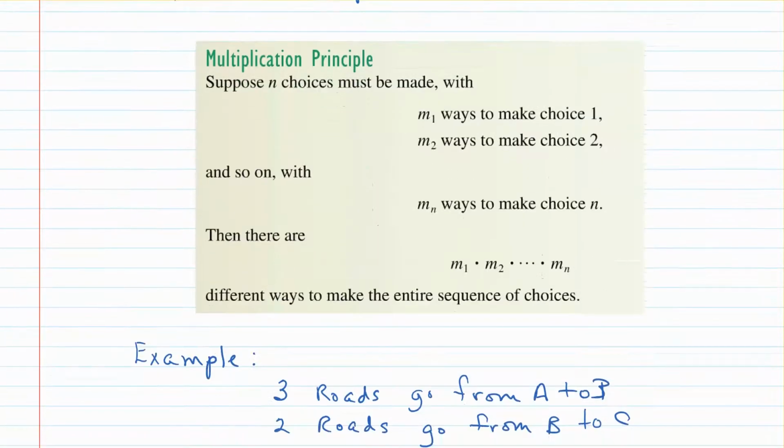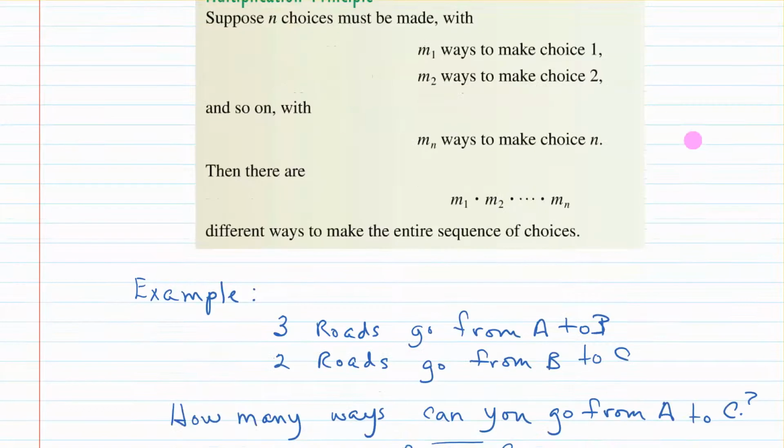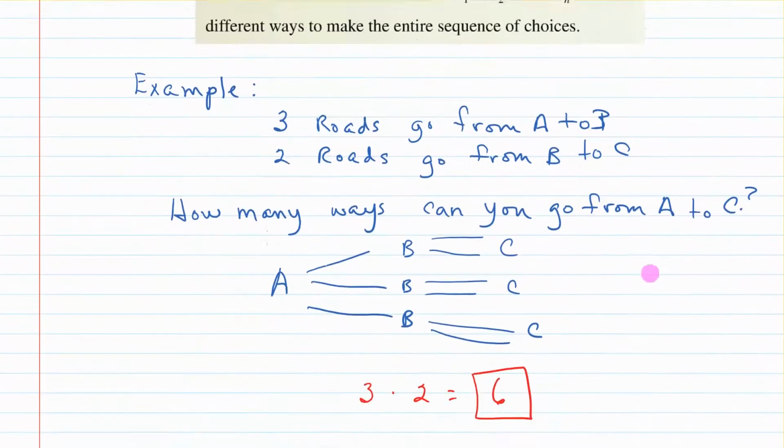All right, the multiplication principle. If n choices must be made, with m sub 1 ways to make choice 1, m sub 2 ways to make choice 2, etc., all the way to m sub n, then you multiply the number of those ways together to get the entire sequence of choices. Now that sounds a little confusing, but let's think about this.